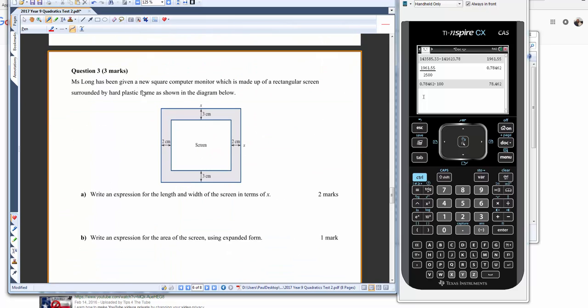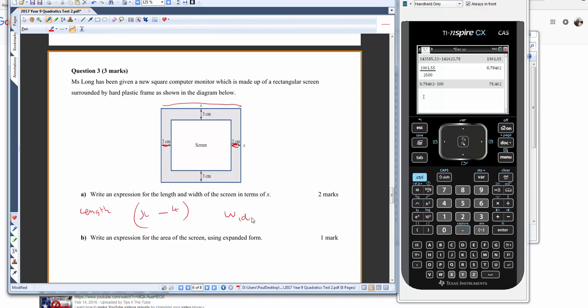Okay, we've got this new computer monitor, which is made up of a rectangular screen surrounded by hard plastic. So we want an expression for the length and width of the screen. This is the screen here. So this length here is x. We're going to do x, take away this here, which is 2, and this here, which is 2. x take away 4. And that will be the length.